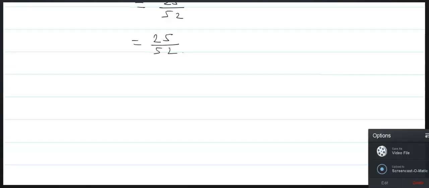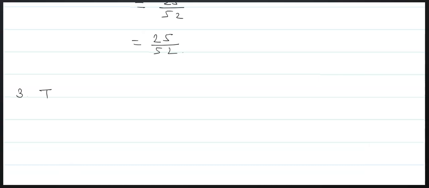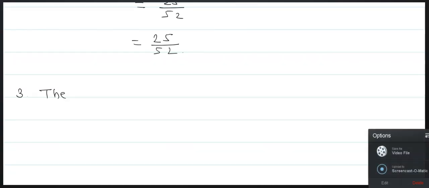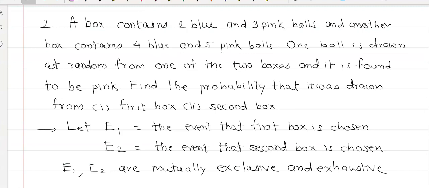Now next, again we will repeat the problem. A box contains 2 blue and 3 pink balls, and another box contains 4 blue and 5 pink balls. One ball is drawn at random from one of the two boxes, and it is found to be pink. Find the probability that it was drawn from the first box and the second box.